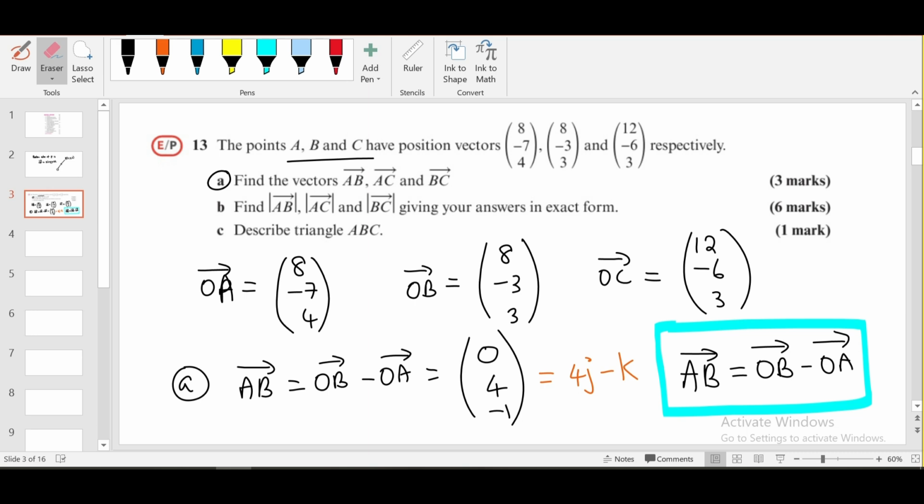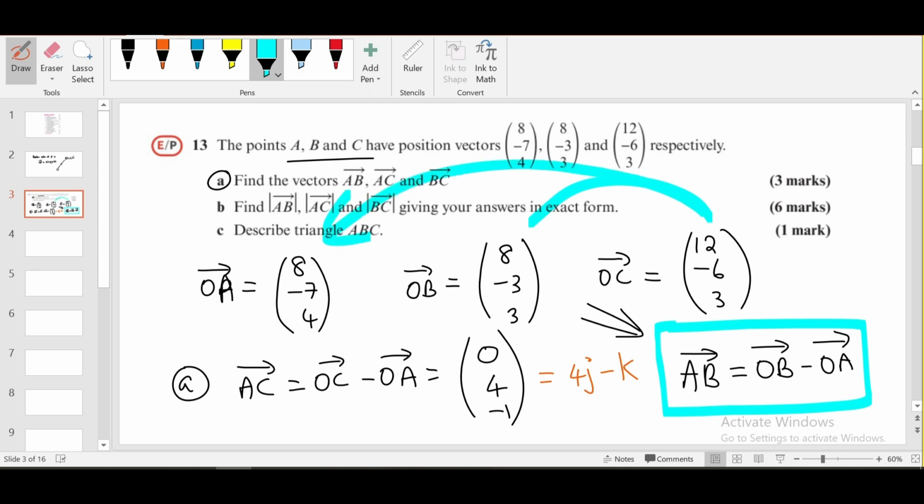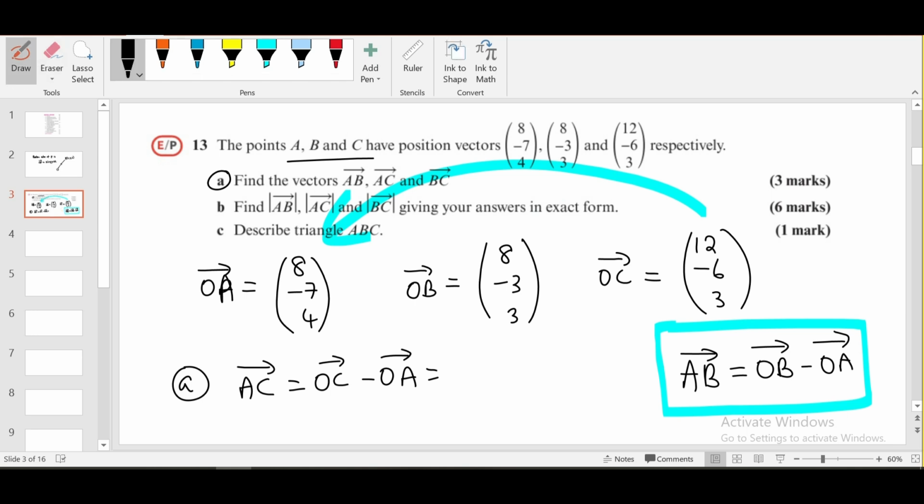Using the same rule, how do you write AC vector? Using the same rule as AB, how do you write AC? OC minus OA, right? Always remember this, okay? OC minus OA. OC minus OA: 12 minus 8, minus 6 minus of minus 7, minus 6 plus 7, 3 minus 4.